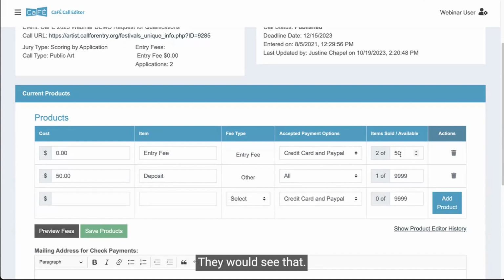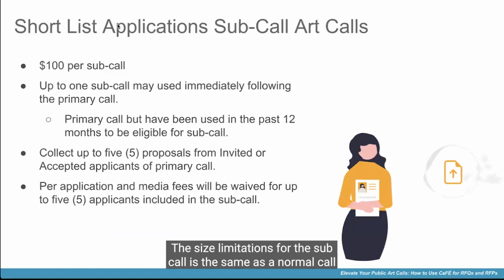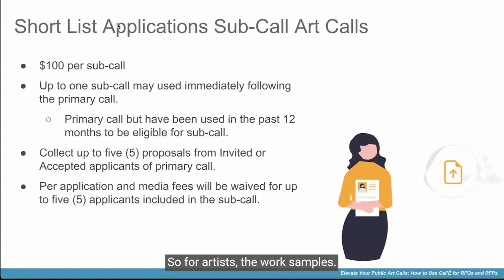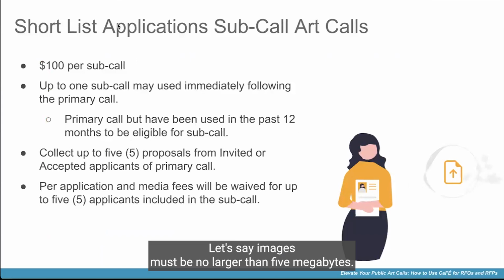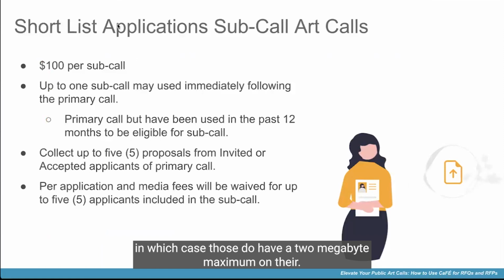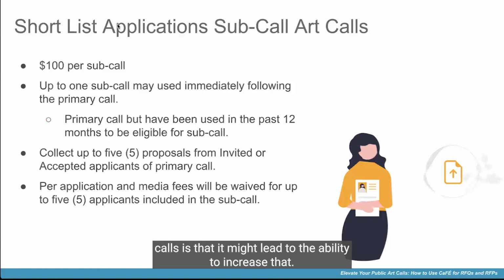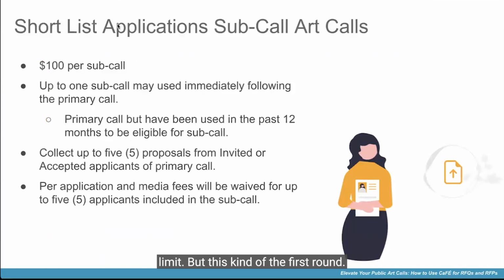They would see that. James says, proposals are often big files. Are there size limitations of the sub-call submissions? The size limitations for the sub-call is the same as a normal call in the work samples. So for artists, the work samples, at least let's say images, must be no larger than 5 megabytes. I understand proposal documents sometimes take the form of PDF files, in which case those do have a 2 megabyte maximum on there. But one of the ideas with the sub-calls is that it might lead to the ability to increase that limit, but this is kind of the first round, so you're still kind of limited to the CaFÉ image requirements.